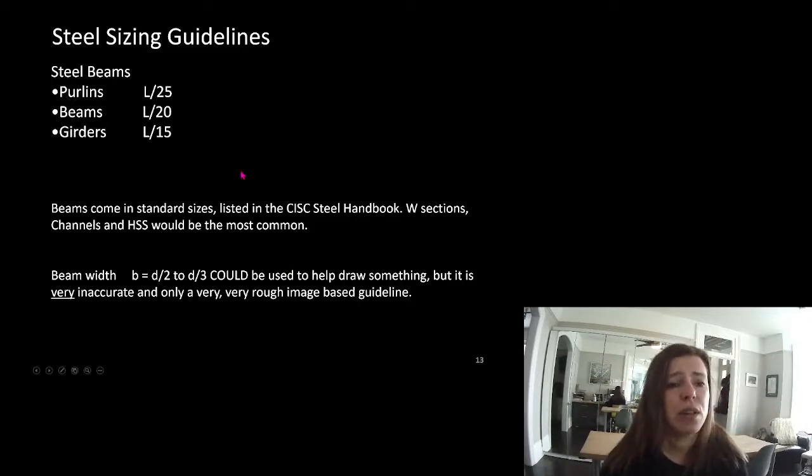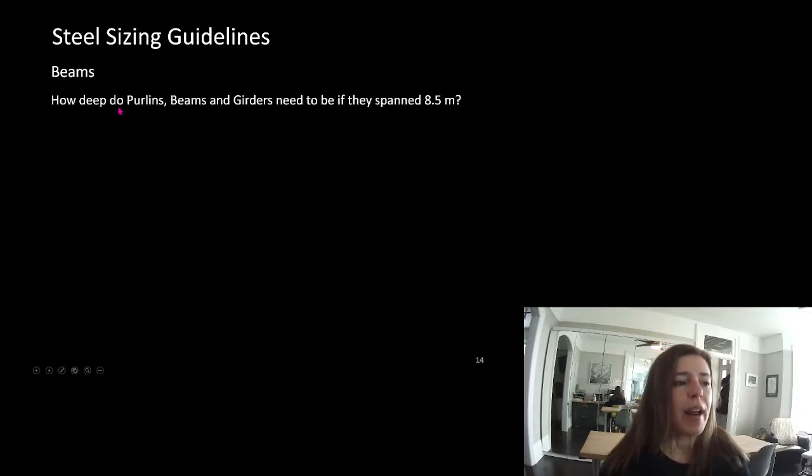Okay, so let's take a look at some stuff here. How deep would a purlin need to be, a beam need to be, and a girder need to be if they span 8.5 meters? So maybe we have a project that has an 8.5 by 8.5 meter grid. Simple grid layout. The majority of the elements are going to be purlins at 2 meters apart, supporting concrete on metal deck, and they'd be 8.5 meters long.